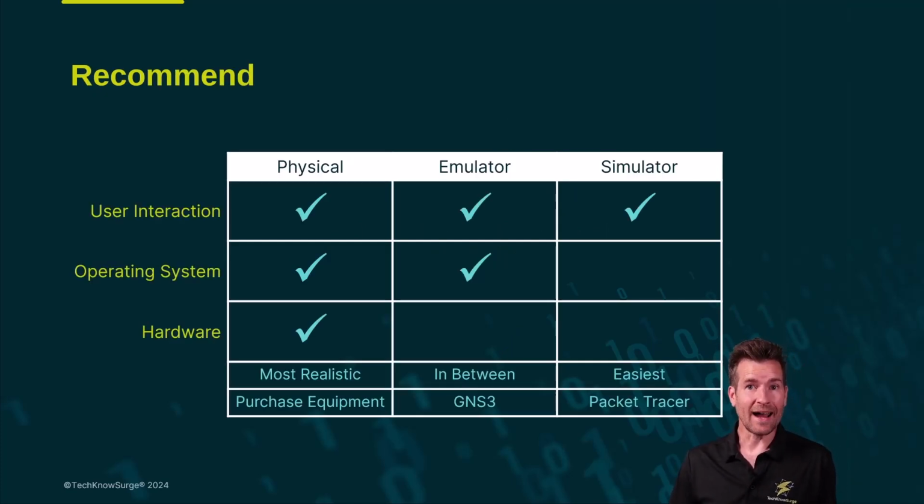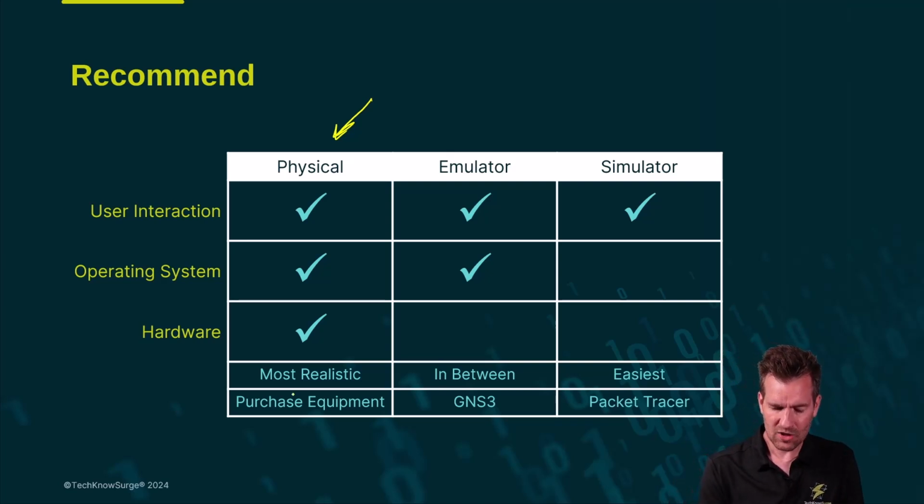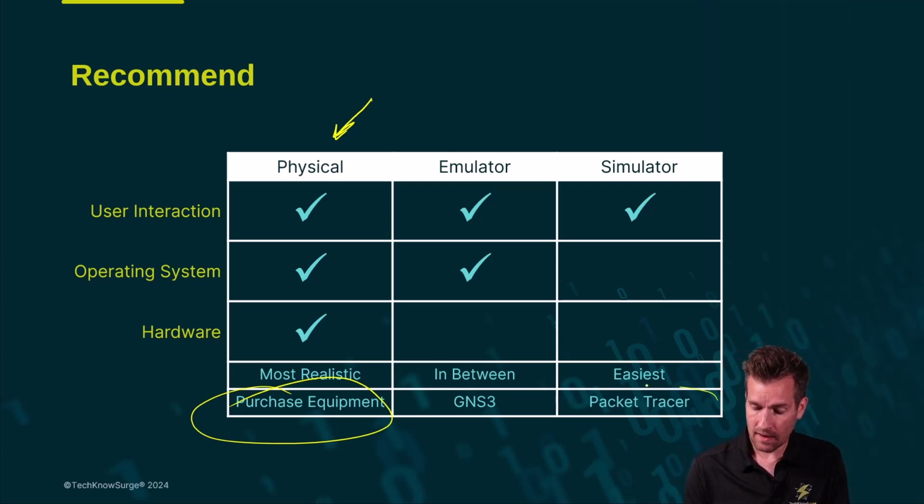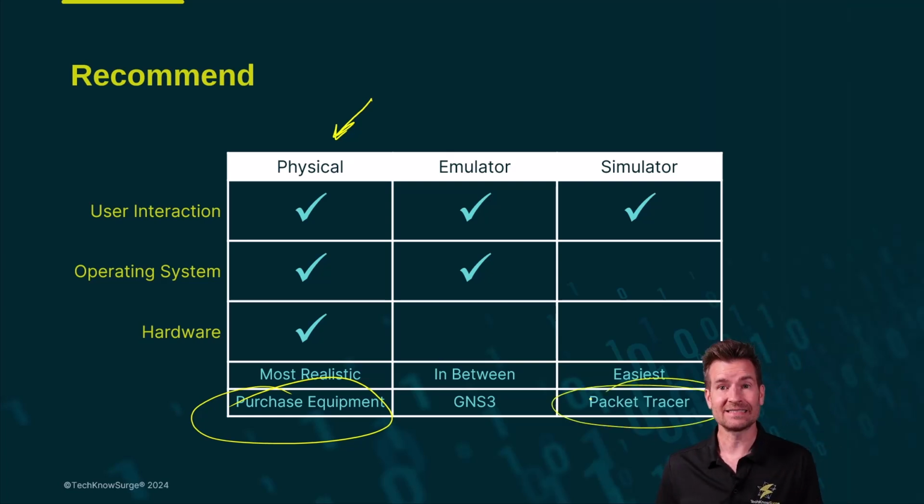So what do I recommend? Well, like I say, ideally we would actually be working on the physical equipment. I think there's the best learning curve when it comes to this model right here. So just purchasing the equipment would be the number one recommendation I'd have. However, that can get a little costly and there's some delays and it can be a little complicated at times. So then we have Packet Tracer here as a simulator.